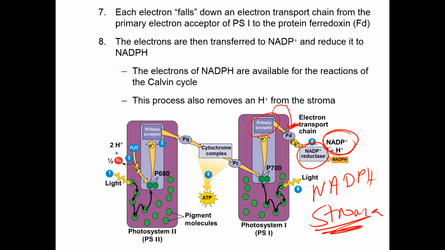So NADPH is synonymous to NADH and FADH2 in cellular respiration. Its job is to function as an electron carrier molecule. In this case, it's going to shuttle electrons from our light-dependent reaction to our light-independent reaction, the Calvin cycle.